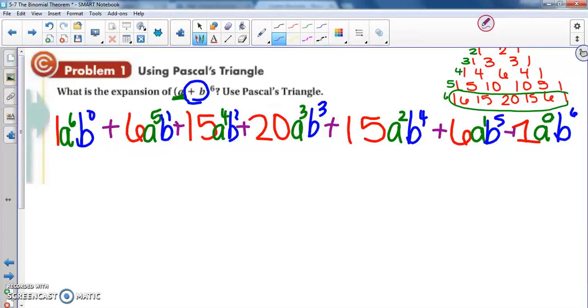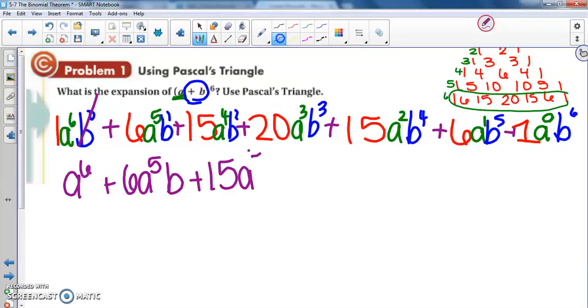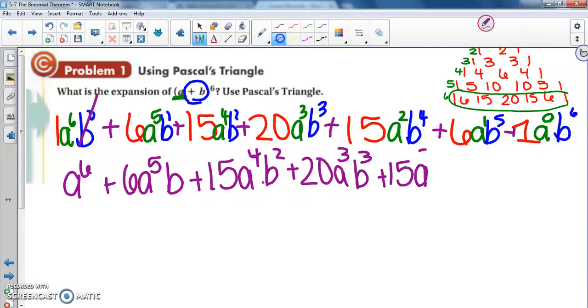Then just simplify. b to the 0 is 1. a to the 6th times 1 is a to the 6th. Plus 6a to the 5th b. Plus 15a to the 4th b to the 2nd. Plus 20a to the 3rd b to the 3rd. Plus 15a squared b to the 4th. Plus 6a b to the 5th. Plus b to the 6th. So notice how our first term's exponents are going towards 0, and our second term's exponents are going towards the power, or 6.